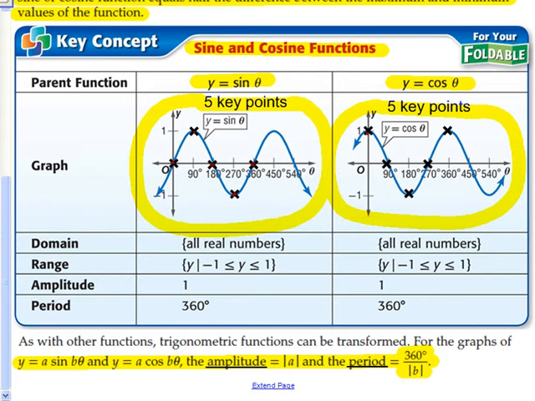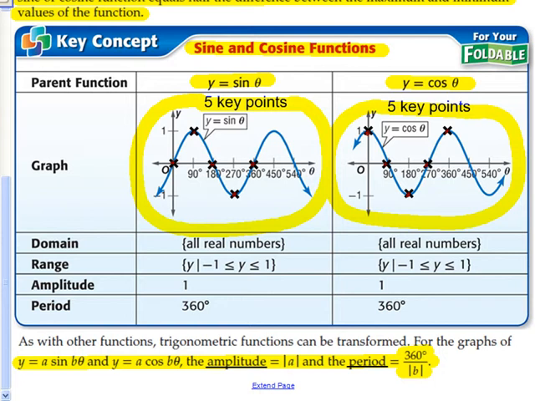Cosine starts at its maximum. Then at 90 degrees, it hits the 0 line. At 180, it goes to its lowest point. At 270, it's back at 0. And at 360, it goes up to the maximum point. So again, it also has an amplitude of 1, and its period is 360 degrees.